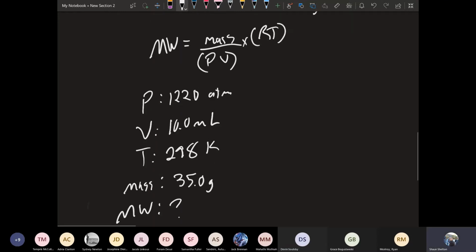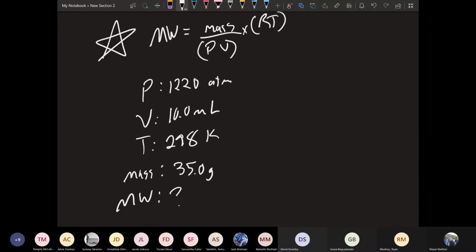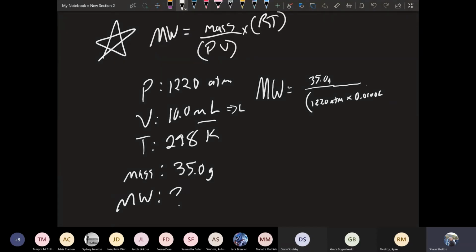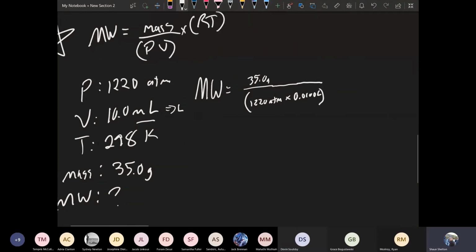Any questions before I move on here? So we're going to utilize this equation. Molar mass is equal to mass, which was 35 grams, divided by pressure times volume. The pressure was 1220 atmospheres, multiplied by the volume. Keep in mind that this is in milliliters, and we need to convert it into liters. We've done this, so it's 0.0100 liters. Then we multiply that by RT, where R is 0.08206, times the temperature, which was 298 Kelvin.